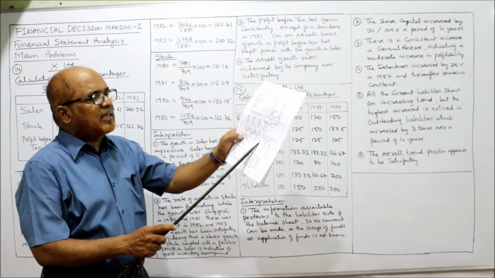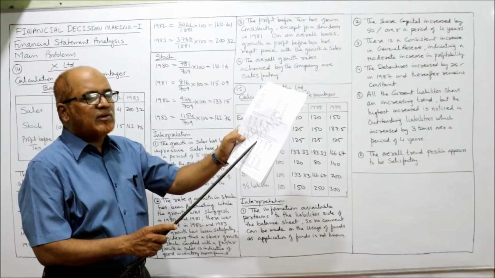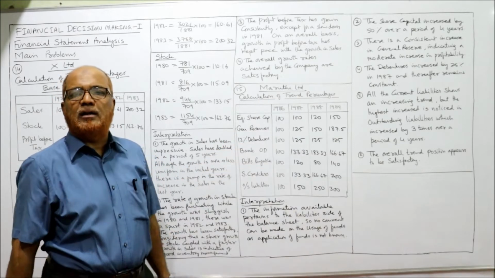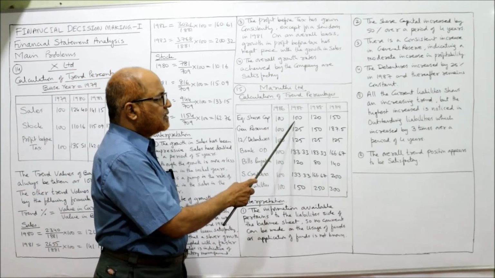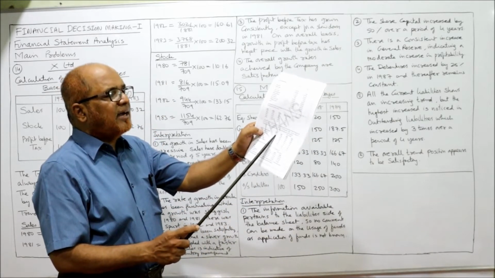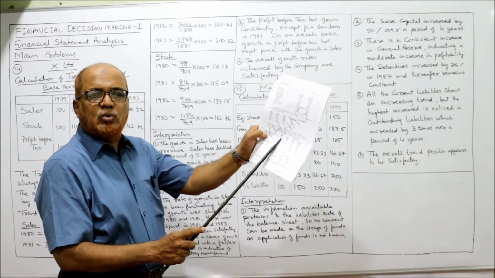The current year is 1000. Base year is also 1000. So 1000 divided by 1000 into 100, you will get 100. This 100. Now 1988: 1200 divided by 1000 into 100, 120.